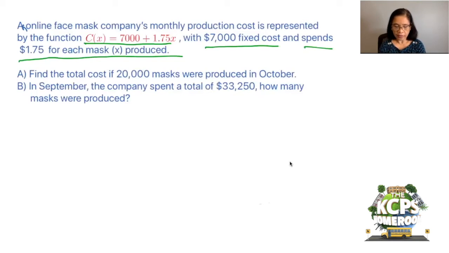So we are asked to find the total cost if 20,000 masks were produced in October. Okay, so if 20,000 masks are produced, C of x equals 20,000.